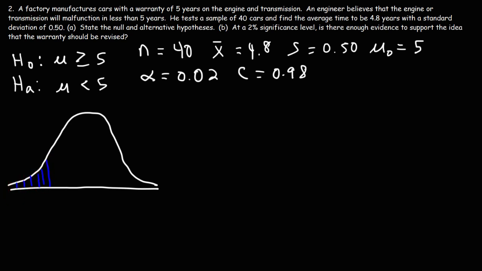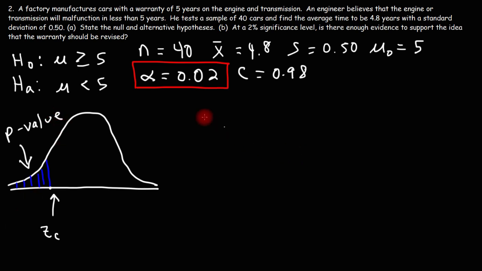Now what we need to do is determine the p-value and compare it to alpha. So in order to find the p-value, we need to find the calculated z-value that corresponds to this point. And then using the z-table, we can get the area under that curve, which will represent the p-value. So let's go ahead and do that.